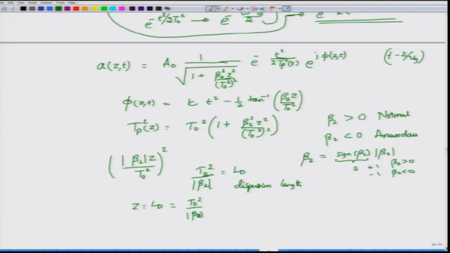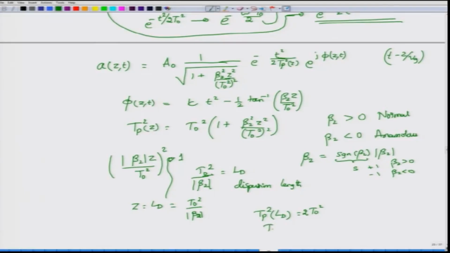But when z is equal to t 0 square by beta 2, that is, you have taken the fiber of length equal to L d, then the term in this square becomes equal to 1. Under this condition, T p square at L d, that is when you have propagated one dispersion length L d, will be equal to t 0 square times 2. Please remember it is not t 0 square which is pulse width, it is t 0 which is pulse width.